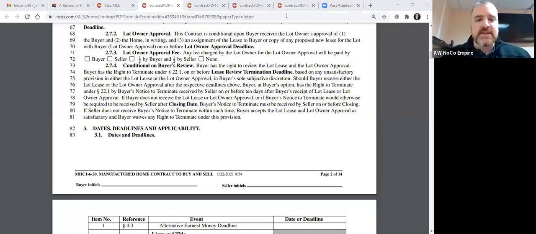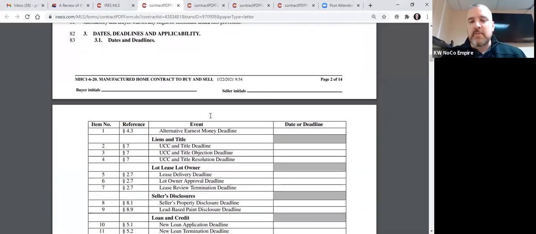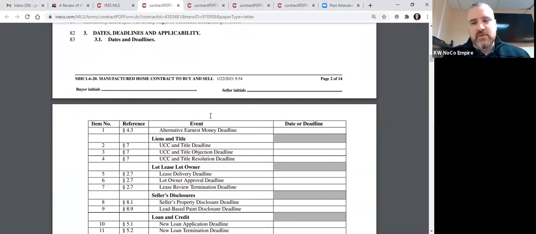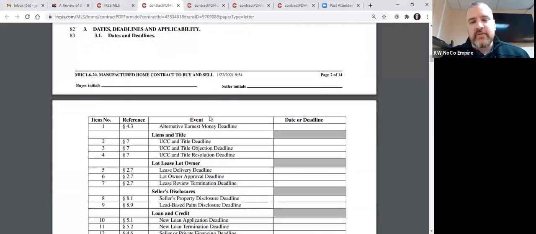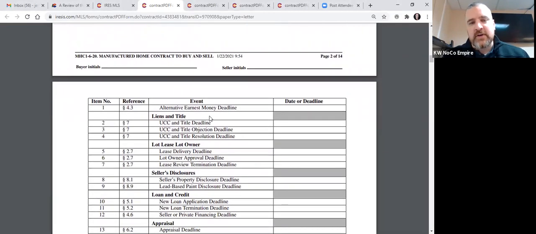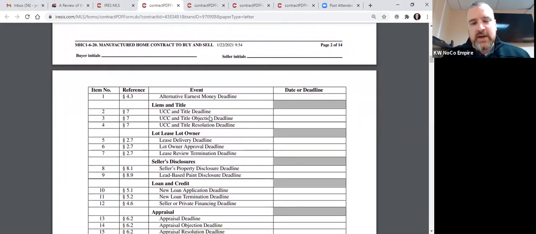Okay, let's look at our dates and deadlines. Some of these are identical to the contract to buy and sell, and some of these are all new. Alternative earnest money deadline: if you're not going to deliver the earnest money with the contract or with the offer, then you need to have the alternative earnest money deadline. That is no different than anything else. Okay, these are all new: the UCC and title deadline, UCC and title objection deadline, UCC and title resolution deadline.